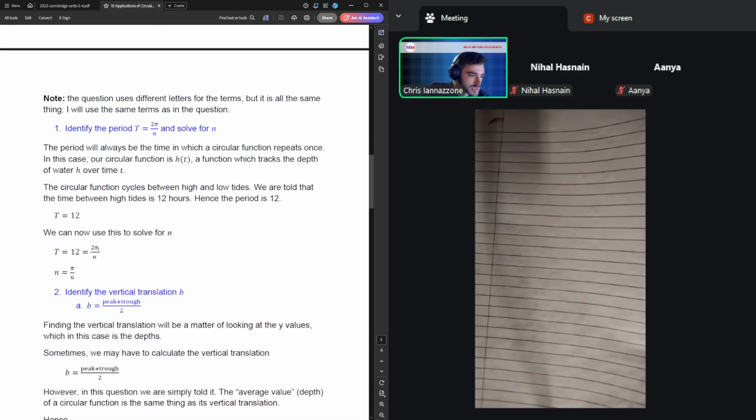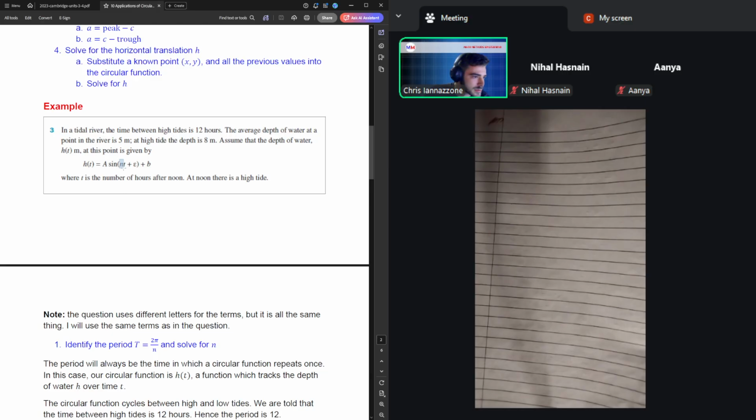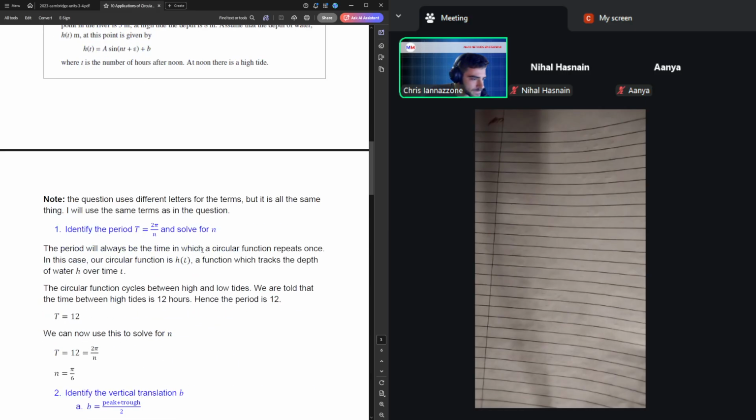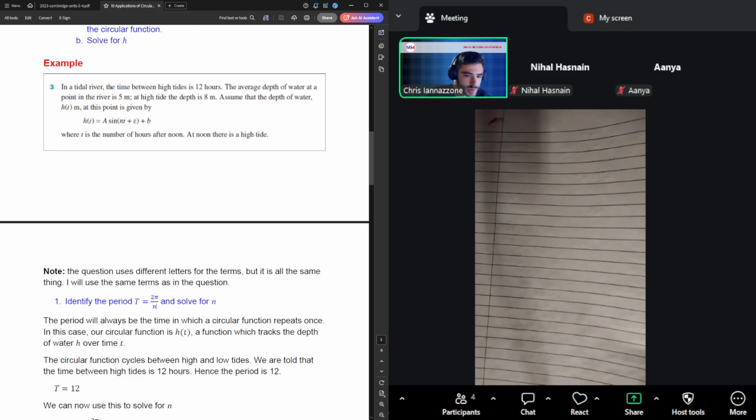So if capital T is 12, then 12 is equal to 2 pi divided by n. N is now the only coefficient left in there, and sure enough, we can just rearrange to get n back on its own. N is going to be pi over 6 in this case. And so that's going to go right there. Any questions so far as to how we've gone from written information to equation?